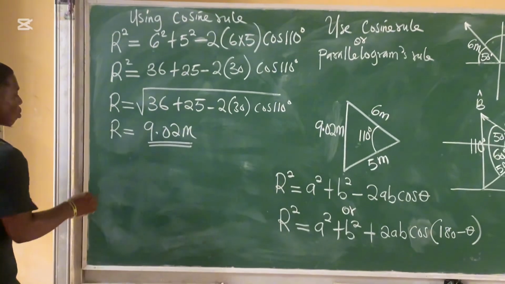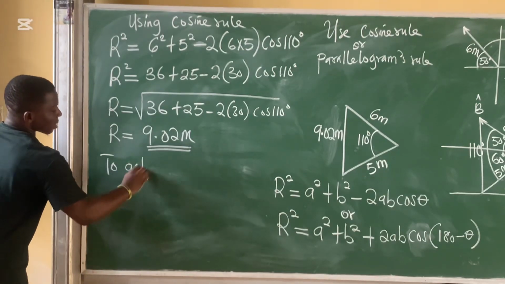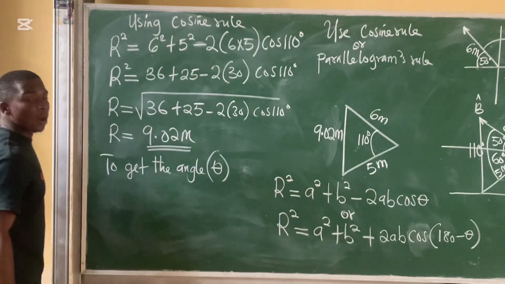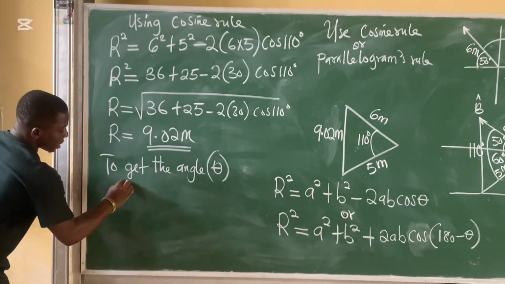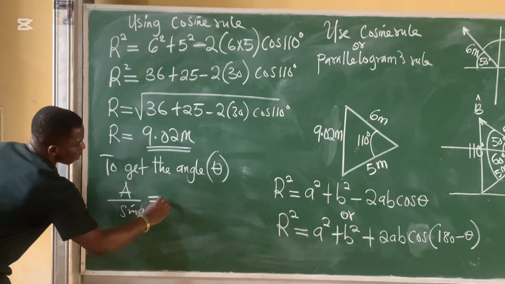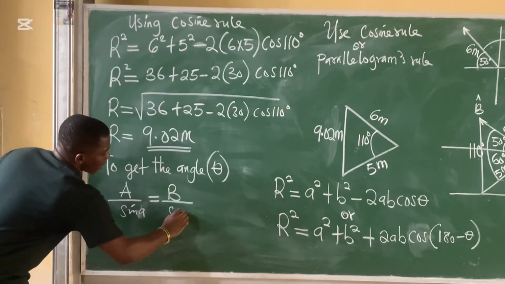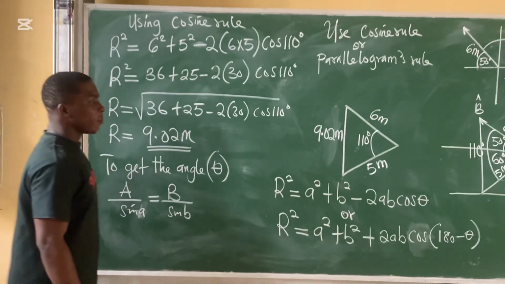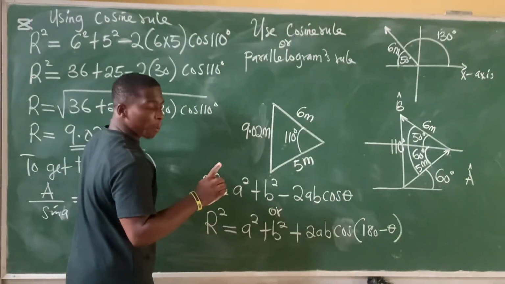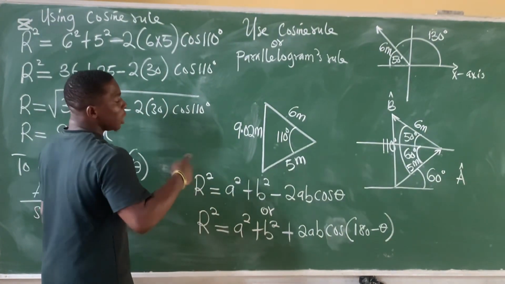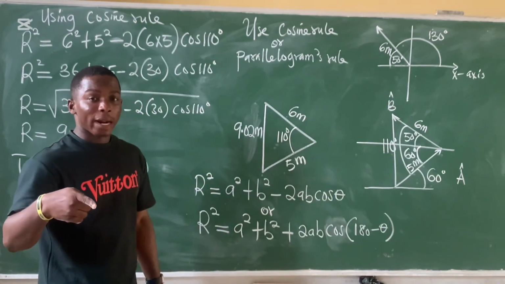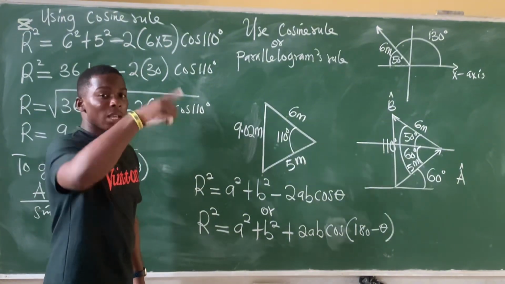So to get the angle theta, we use sine rule, and the rule is A over sine A is equal to B over sine B, okay? We use sine rule when we want to get the angle. Now, some persons might ask, which angle are you looking for? I am looking for the angle that is inclined to the x-axis, the horizontal, because we took our angle with respect to the x-axis. That's how we draw our angle.